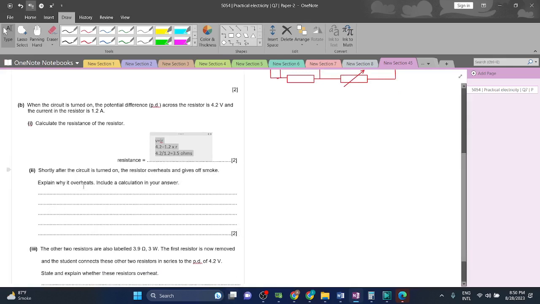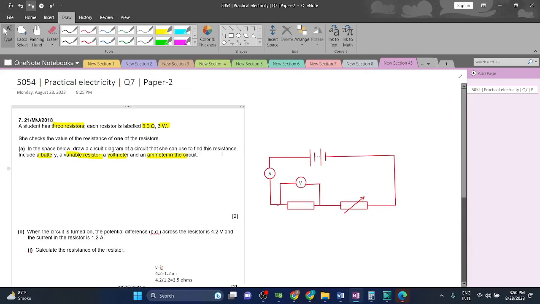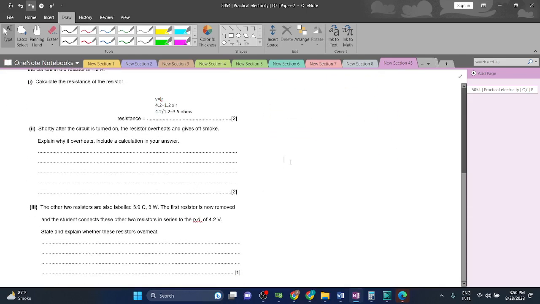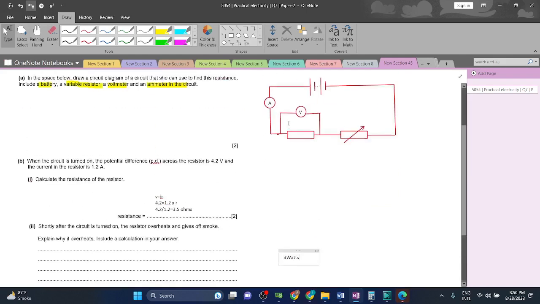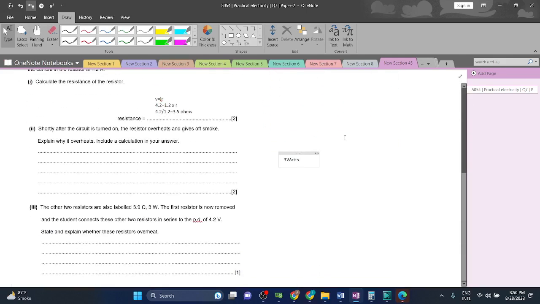Shortly after the circuit is turned on, the resistor overheats and gives off smoke. जब सर्किट चलता है the resistor overheats, गर्म हो जाता है and it gives off smoke, धुआं निकलने लग जाता है उस resistor में से. Explain why it overheats. Include a calculation in your answer. So basically, previously they have told us that the power rating of the resistor is 3 watts. That is why I highlighted it earlier because I knew this was gonna come.